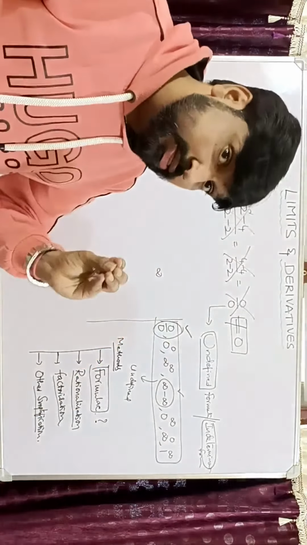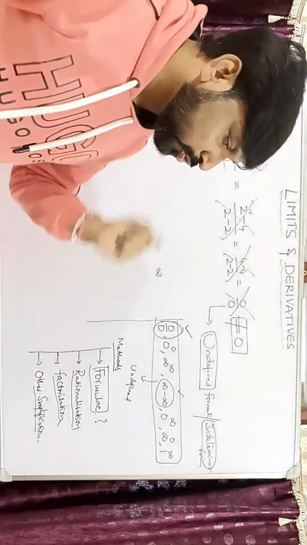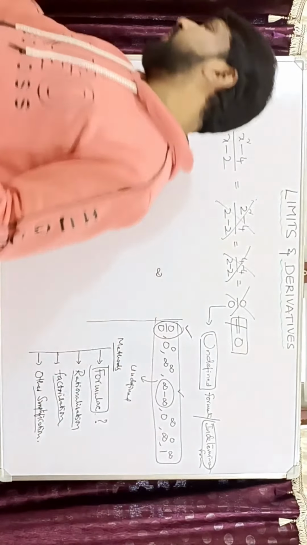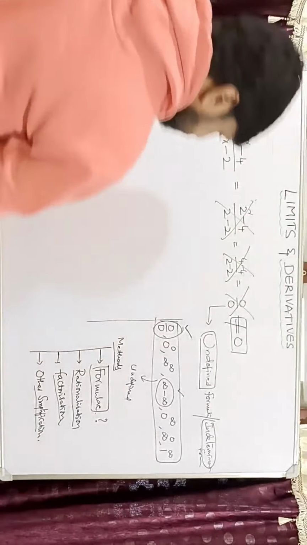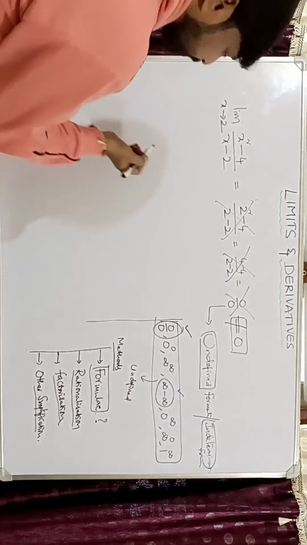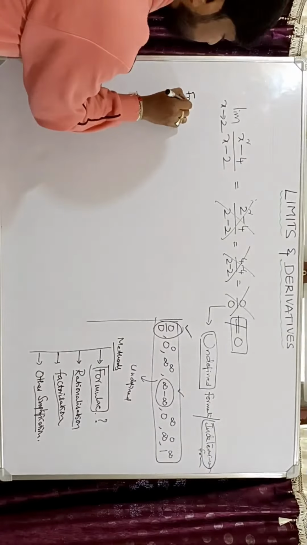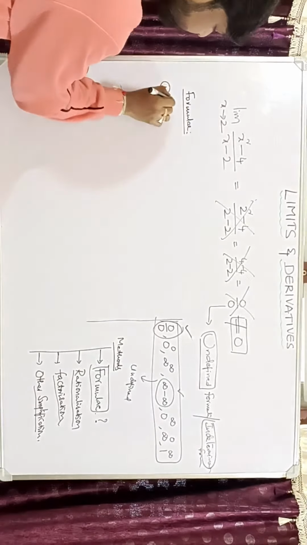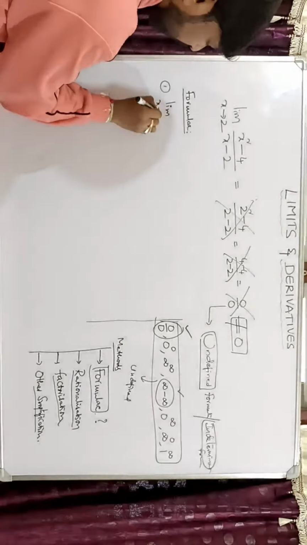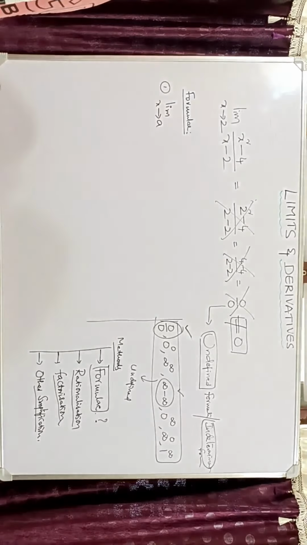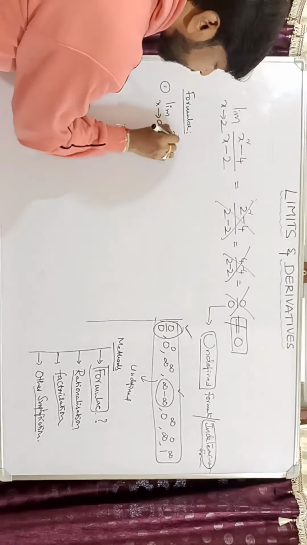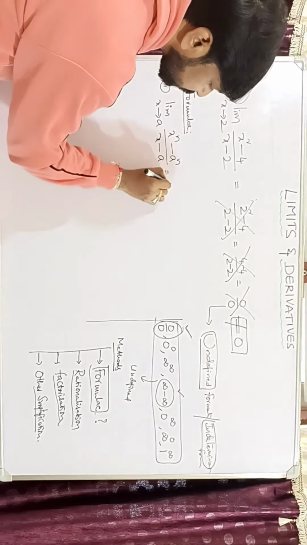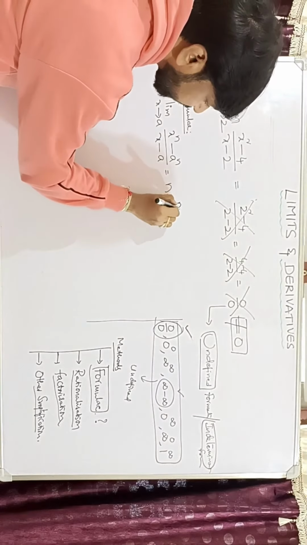So what about the formula method? Definitely you have to know the formulas. Look carefully. The formula method I am going to discuss now. A few formulas you need to know. The very first, very important formula: limit x tends to a, x power n minus a power n by x minus a, is equal to n into a power n minus 1.